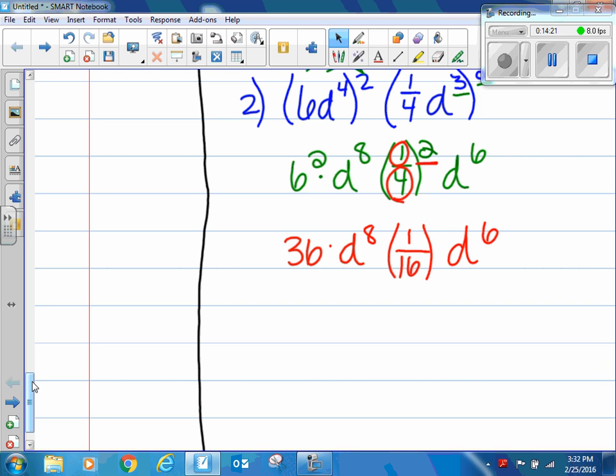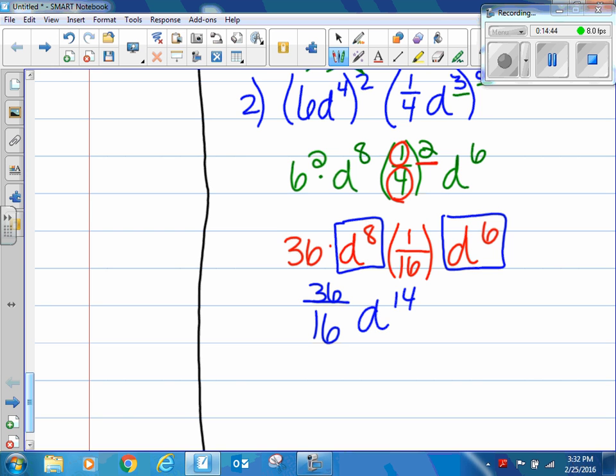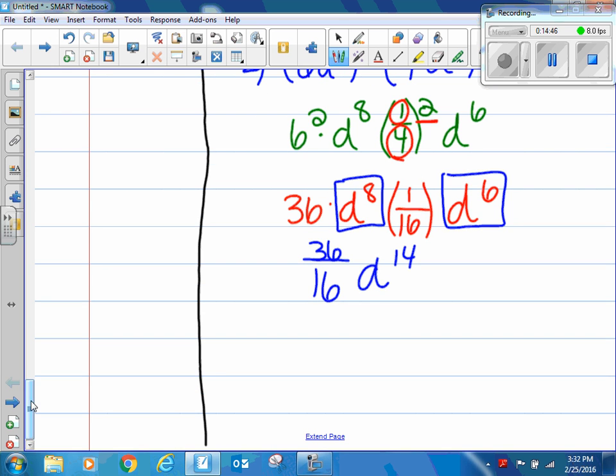Now I have to figure out, okay, well, I have 36 and 1/16. If I multiply those together, remember, you multiply numerators and denominators, so I have 36 over 16, and then I have d to the 8th and d to the 6th. Since that's the common base of d, this is going to be d to the 14th. And last and finally, we know that we simplify all fractions. If I divide the top and bottom by 4, I actually get an answer of 9/4 d to the 14th. And that is my simplified answer.